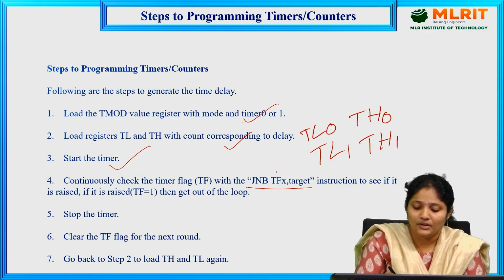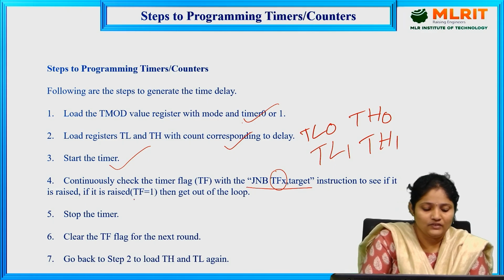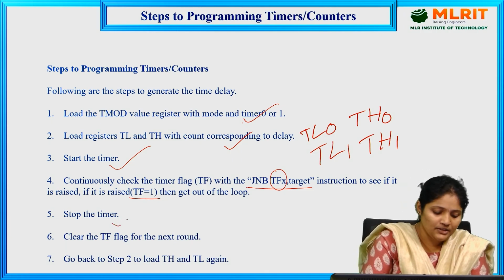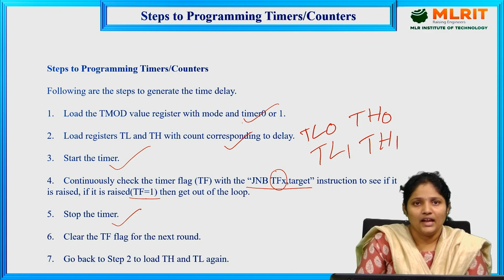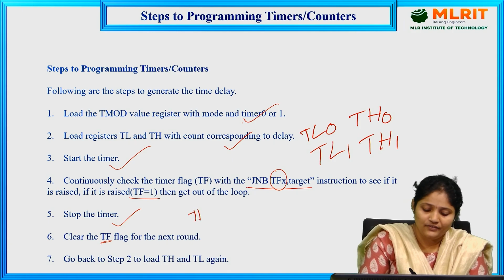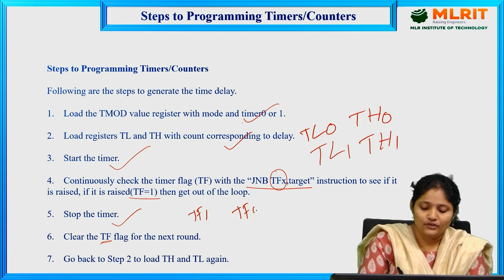If the timer flag is not set, then the loop will be repeated. If we are fetching a bit in the TF, so if the TF flag is 1, then overflow has happened, the delay is completed and we need to stop the timer. After getting 1 in the TF flag, we will stop the timer, and as the timer stops, we need to clear the flag corresponding to the timer. If we are using timer 1, TF1 needs to be cleared. If we are using timer 0, TF0 will be cleared.